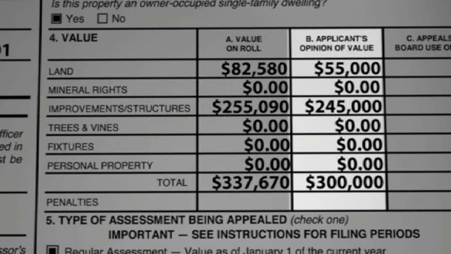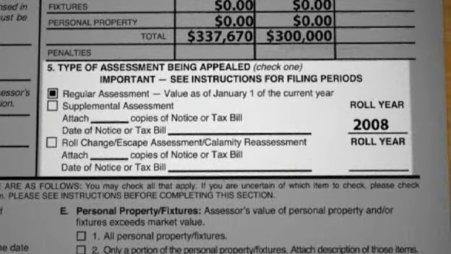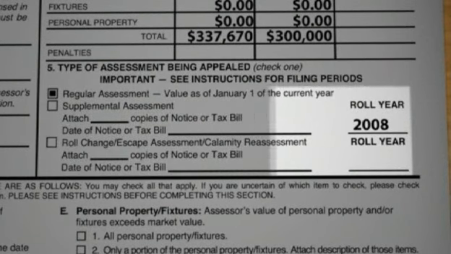Also in Box 4, it's vital that you enter your opinion of value in column B. Your application cannot be processed without this information. Box 5 is where you indicate the type of assessment you're appealing and the roll year involved. Write the roll year of your appeal, which is typically the fiscal year that begins on July 1 of the year in which you file your appeal.